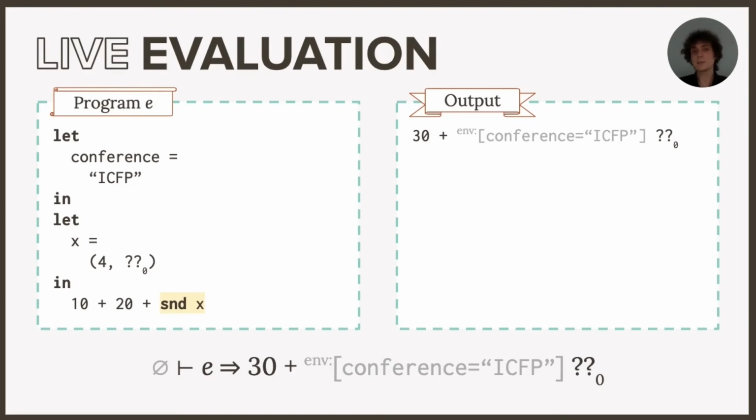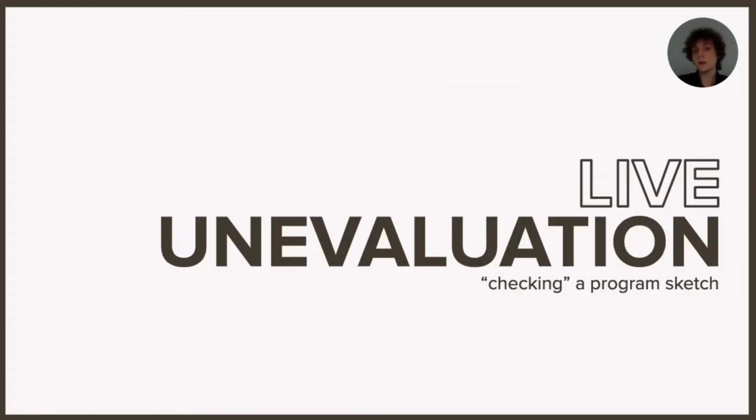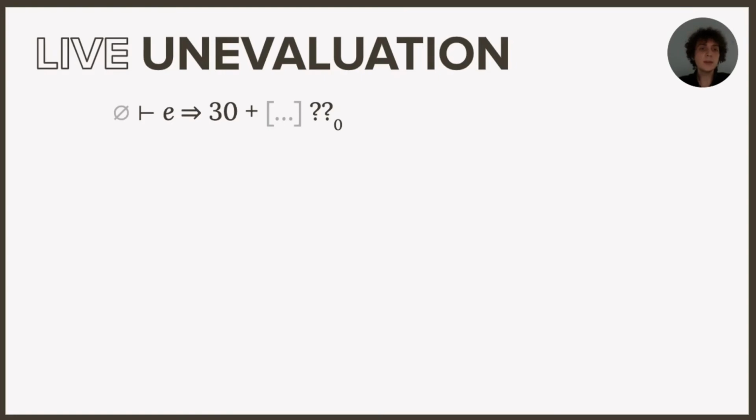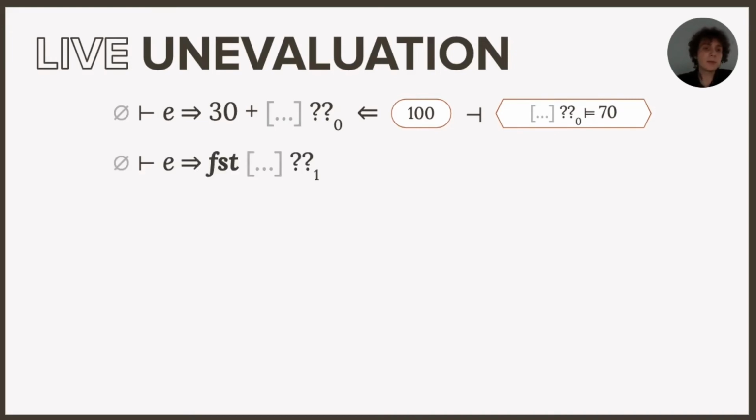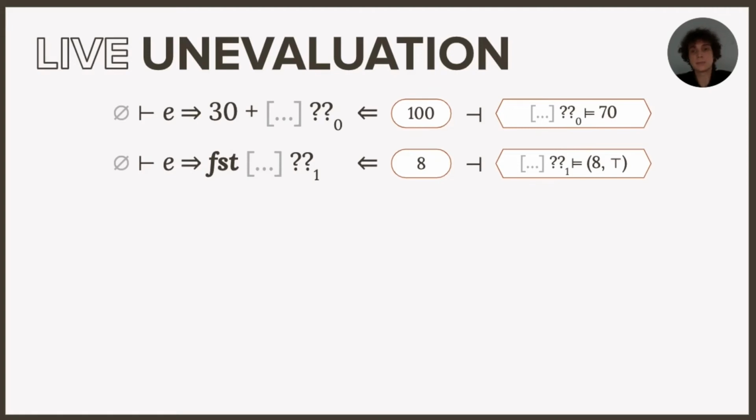But now how do we check these program sketches against the arbitrary assertions that we might have on them? Our answer to that is a novel mechanism that we call live unevaluation. Let's take a look at how live unevaluation works. Let's say we're given the same program before, E, and it evaluates to 30 plus that hole closure, hole 0. Well, if we want the entire program to be equal to 100, then we can actually transform this global constraint from an assertion onto a local constraint on the hole, namely that hole 0 needs to be 70. As a slightly more complicated example, let's say we have a program E that evaluates the first of some hole 1, and we want the entire program to evaluate to 8. We can transform this global constraint onto a local constraint on the hole, namely that hole 1 needs to be the pair 8, comma, top, where top is anything at all.